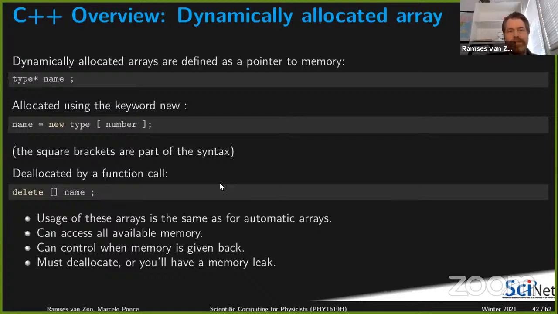Other than that, the usage is the same. You index it with square brackets. And what's nice about the new statement is that, different from the automatic arrays, it can access all available memory. So whatever memory is available to your system or to your job in a cluster, you can access all of it. There's no limits, no artificial operating system limit that you have to be worried about. You can control when memory is given back, so that could be useful too. If you really have something that pushes memory limits, you can be very specific on when memory is used. But you do have to do that, or you'll have a memory leak.